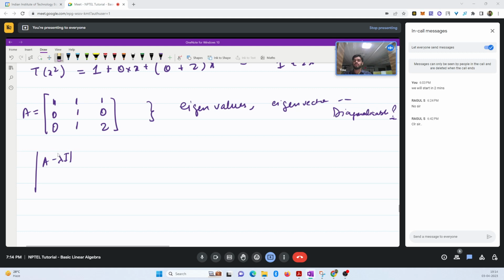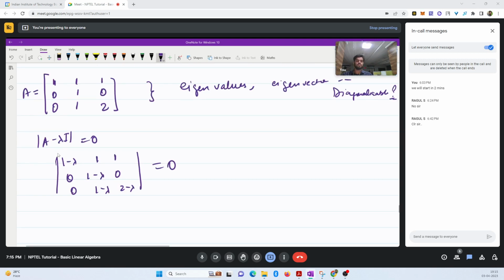We have to equate it to 0. This is 1 minus lambda, 1, 1; 0, 1 minus lambda, 0; 0, 0, 2 minus lambda. This is equal to 0. What did you get? You can repeat, your voice was not clear, that's why I'm asking.